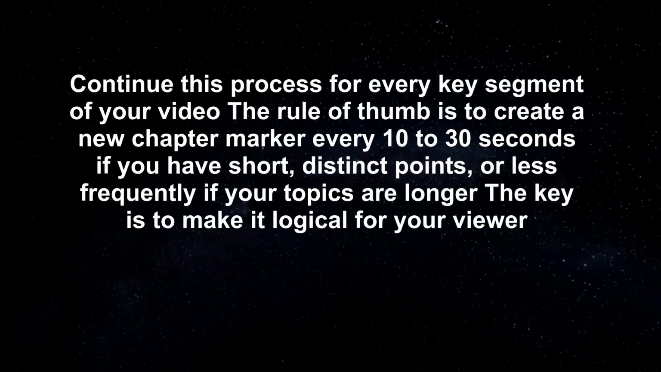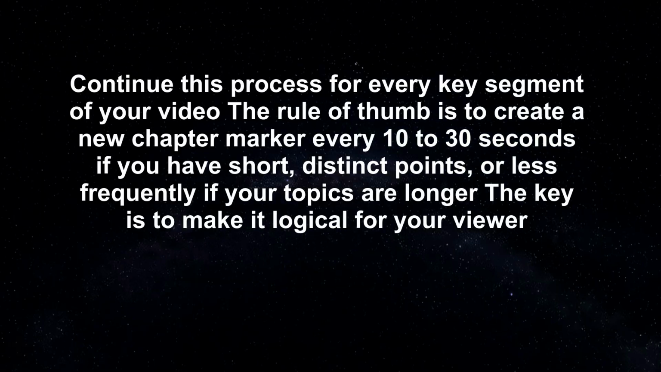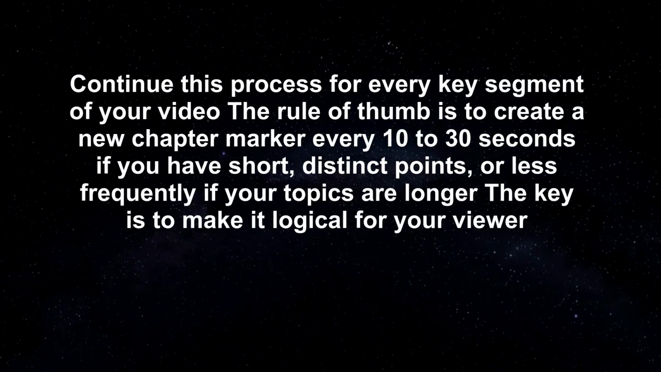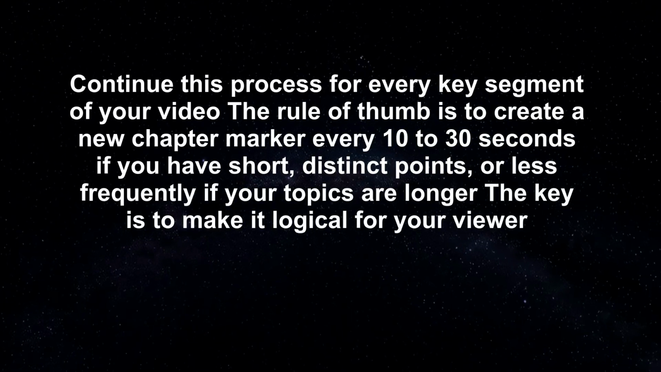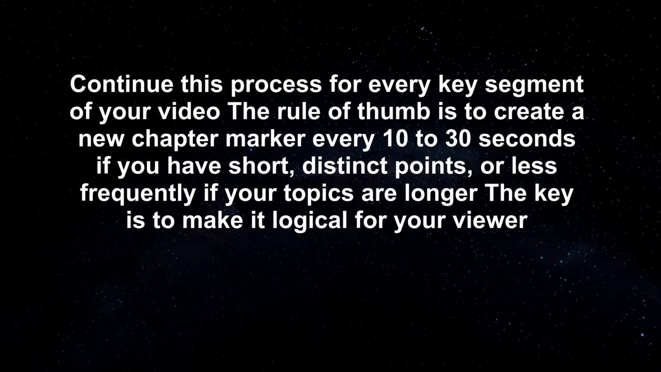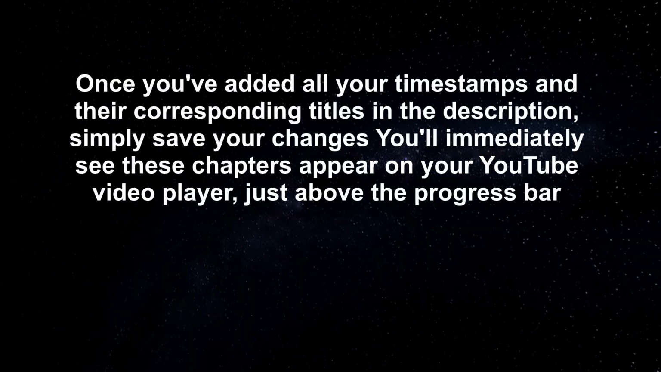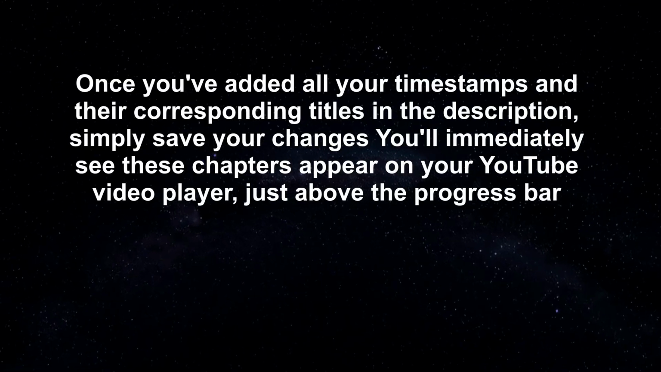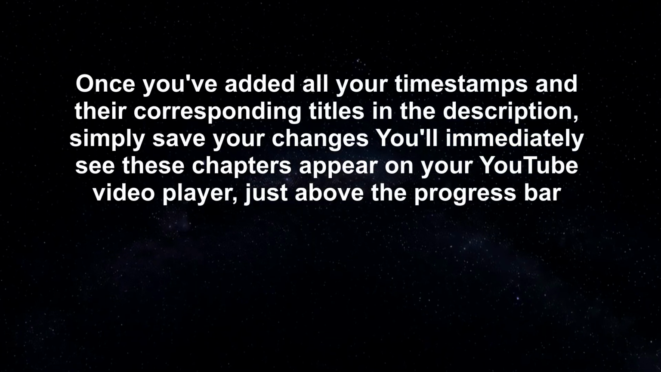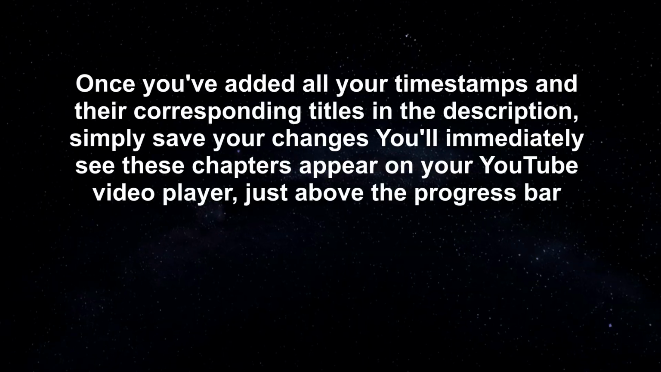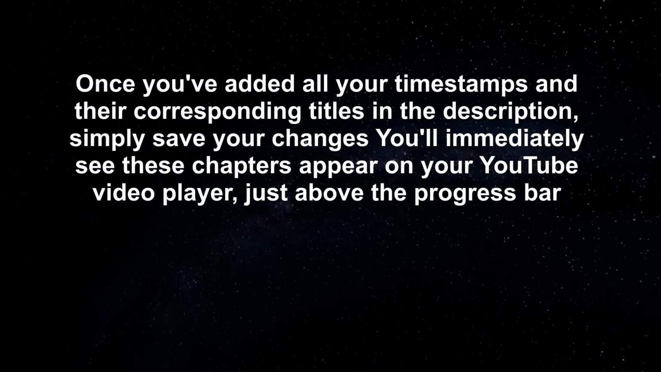The rule of thumb is to create a new chapter marker every 10 to 30 seconds if you have short, distinct points, or less frequently if your topics are longer. The key is to make it logical for your viewer. Once you've added all your timestamps and their corresponding titles in the description, simply save your changes. You'll immediately see these chapters appear on your YouTube video player, just above the progress bar.